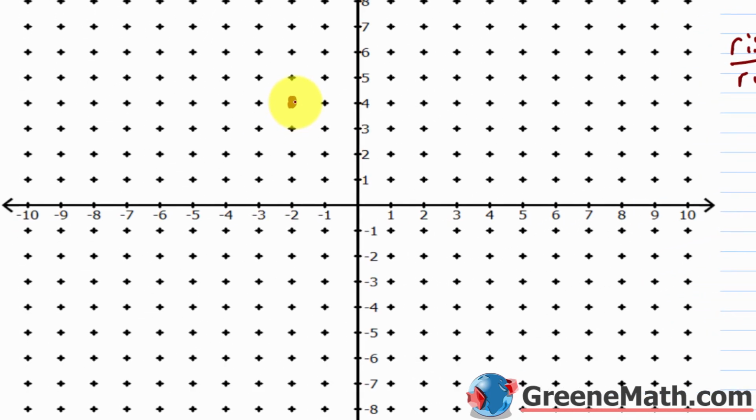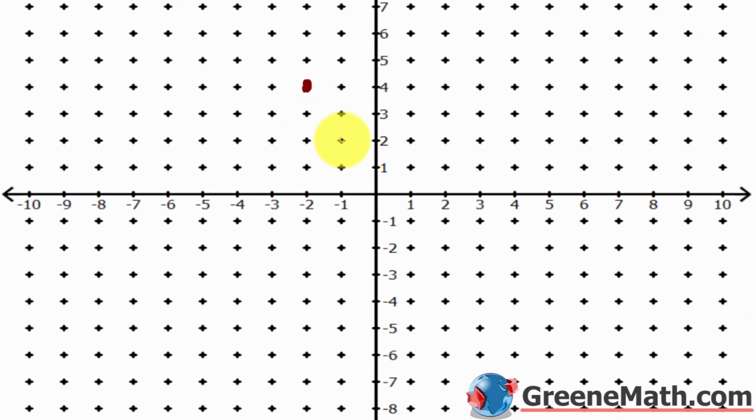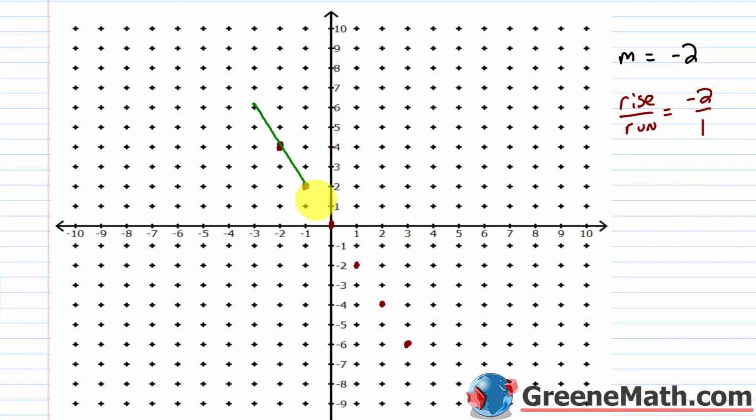So starting here, I would go 1, 2 down, and then 1 to the right. There's a point. 1, 2 down, and 1 to the right. There's a point. And once you have 3 points, really 2, you can draw the line, right? But 3, again, is nice to get a nice clean line. And I like to do a few more, actually, if I'm freehand. So 1, 2 down, 1 over to the right, again. So kind of a faster way to graph a line.